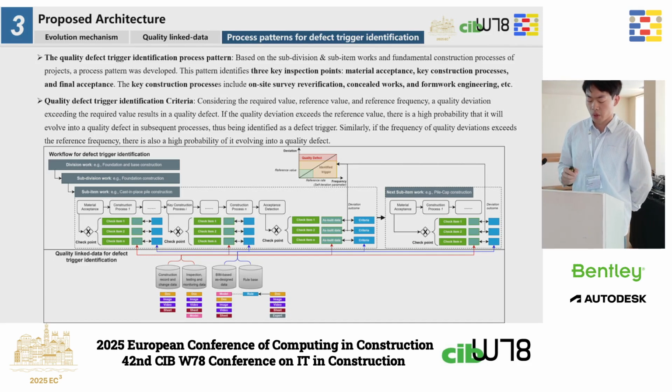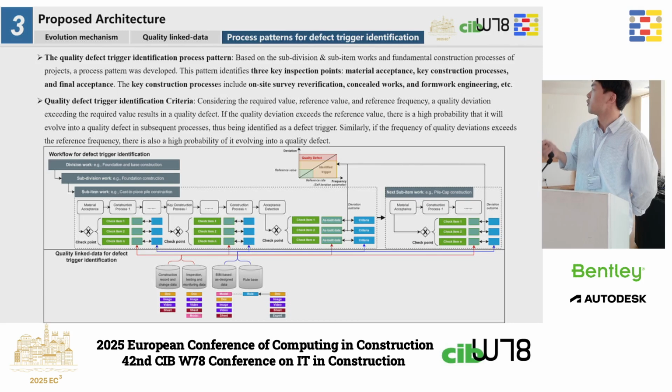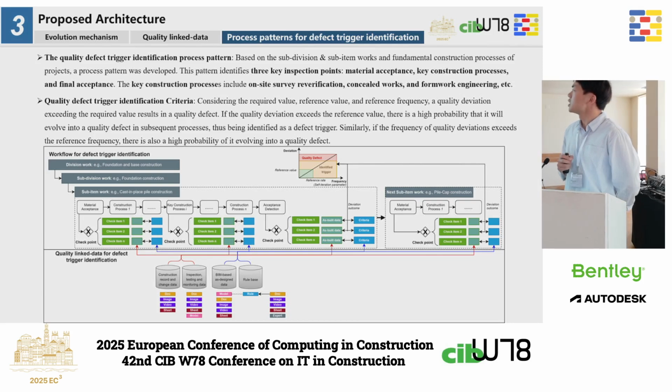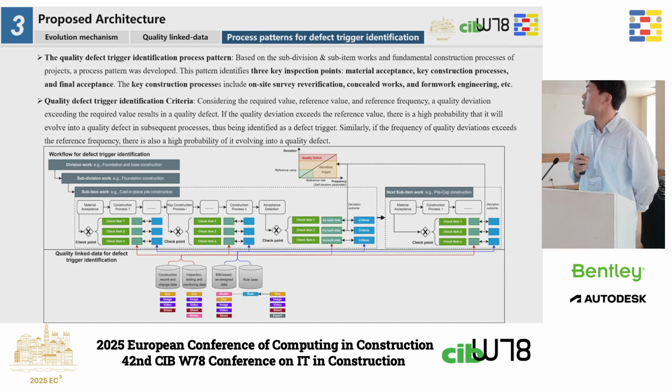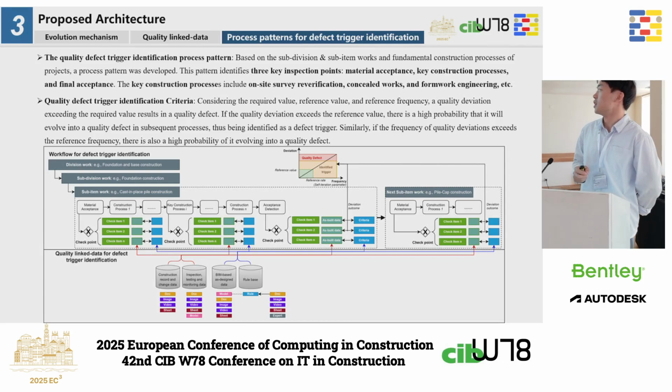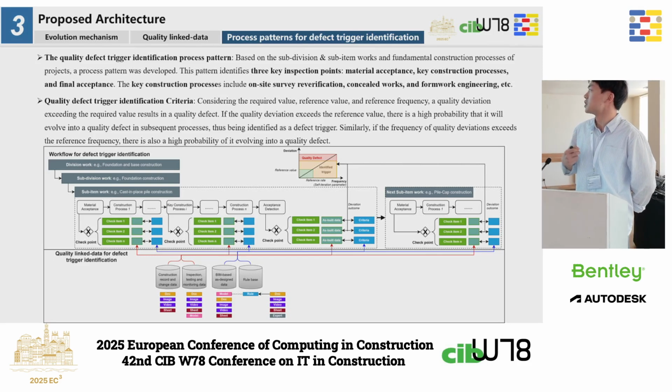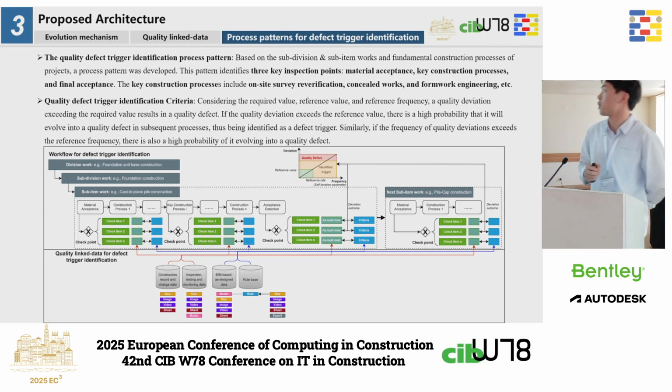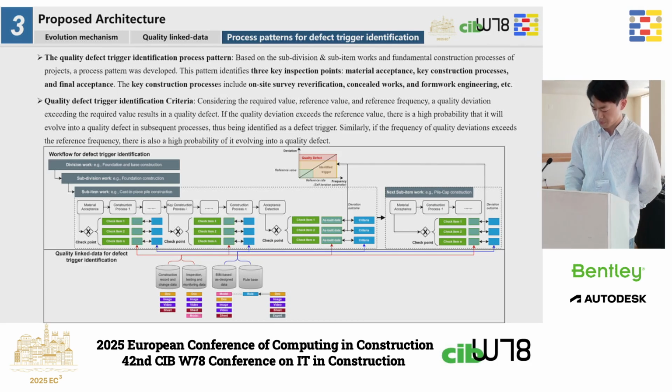Quality defect trigger identification criteria are also established, considering the required value, reference value, and the reference frequency. A quality deviation exceeding the required value results in a quality defect. If the quality deviation exceeds the reference value, there is a high probability that it will evolve into a quality defect in a subsequent process, which is identified as a defect trigger. Similarly, if the frequency of the quality deviation exceeds the reference frequency, there is also a high probability of it evolving into a quality defect.